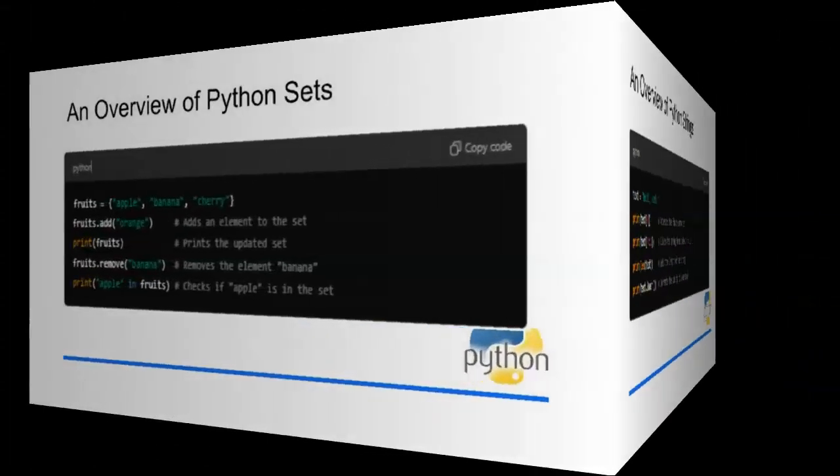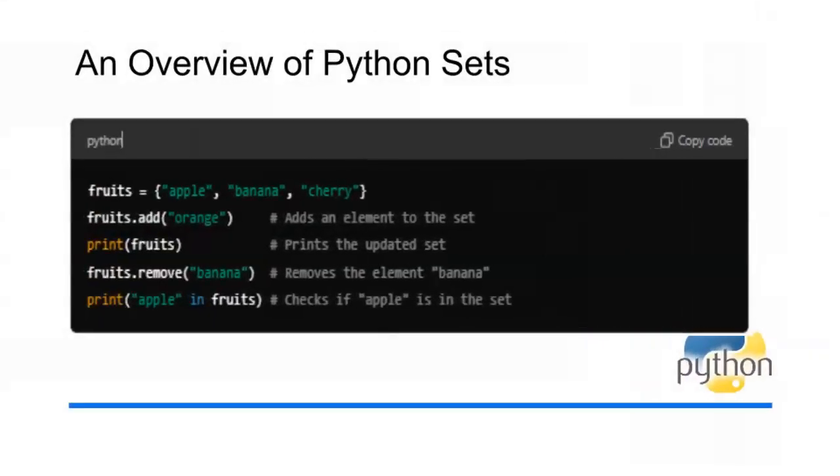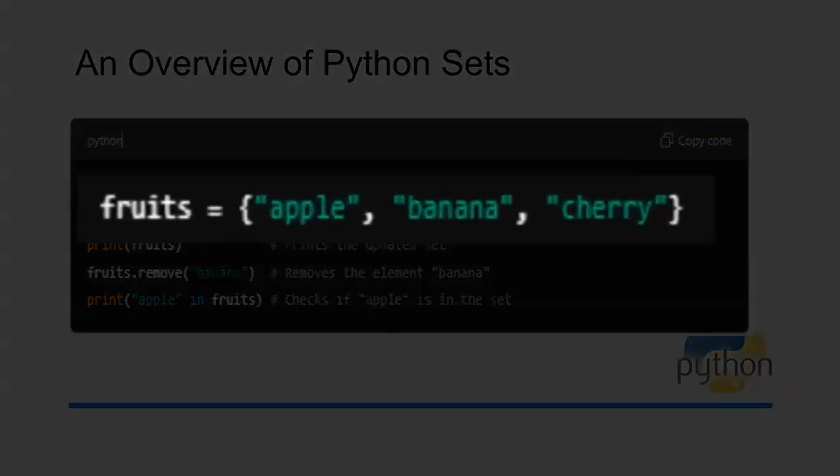In Python, a set is an unordered collection of unique elements, meaning no duplicates are allowed. Sets are mutable, meaning their contents can be modified after creation. They are commonly used for operations like union, intersection, and difference due to their fast membership testing and efficient mathematical set operations. Sets are defined using curly brackets or the set constructor.